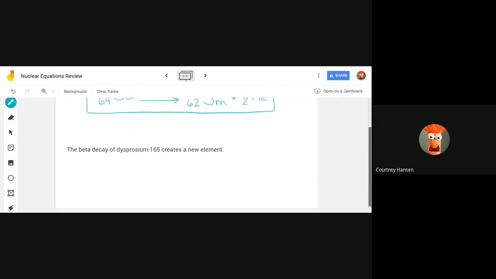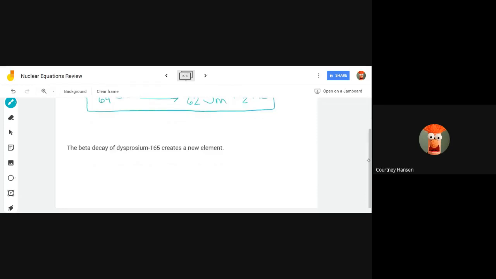Okay, here we've got one that tells us about the beta decay first. The beta decay of dysprosium-165 creates a new element. Beta decay, this is telling me that the beta particle is coming after the arrow. It also implies that the element, dysprosium-165, is decaying. So this is what I'm starting with. And it's going to break into the beta particle and a new element. So that's how I'm going to go ahead and set this up.